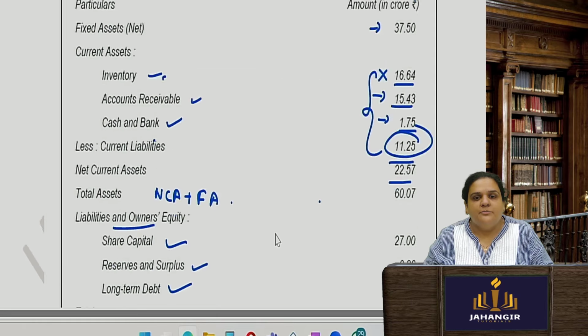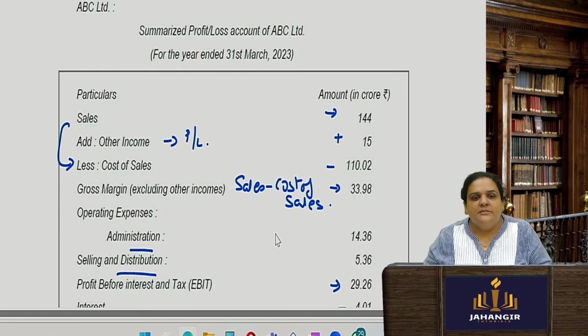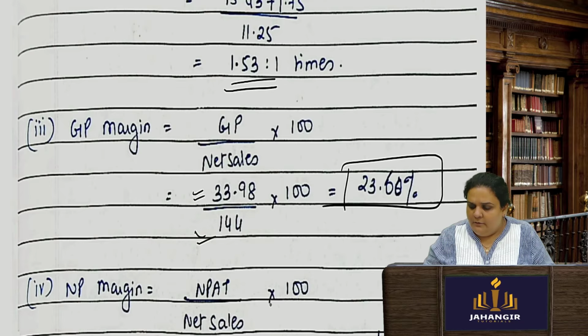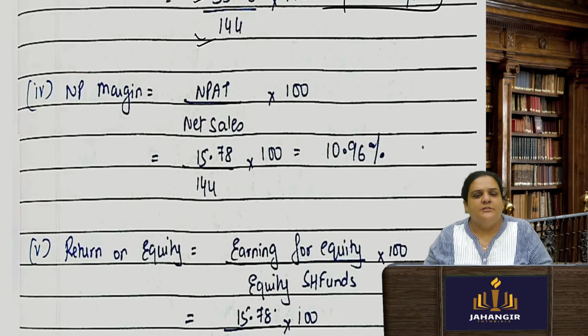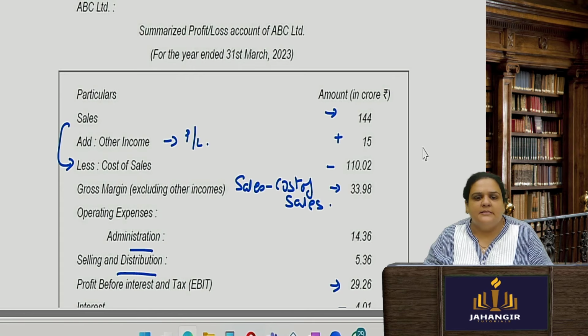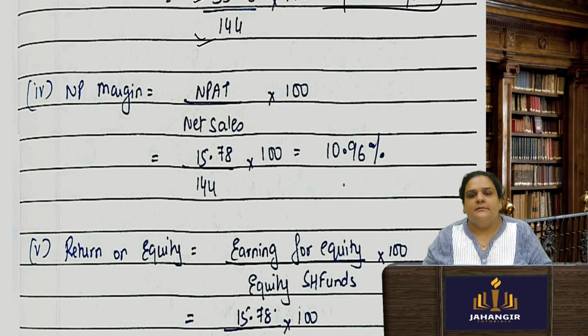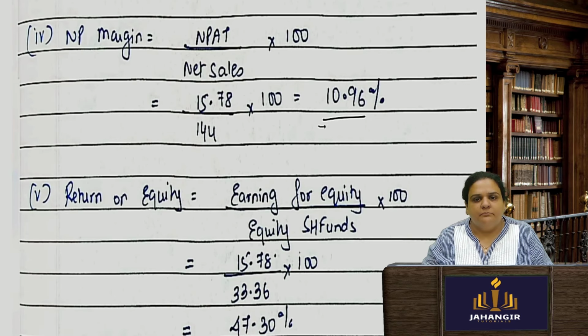Then what do they want? Gross profit margin ratio. Come here. How much is the gross profit? 33.98. Given. Net sales given. Margin you can just find out. 33.98 divided by 144 percent. Okay, 23.60 approximately. Net profit margin, net profit after tax divided by net sales. Net profit after tax also they have given to me. 15.78 divided by 144 percent. 10.96. You didn't have to make even the income statement.